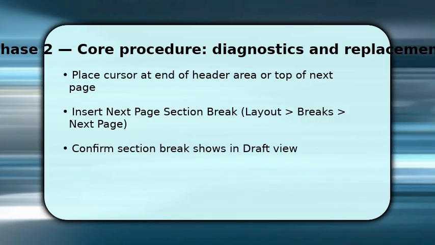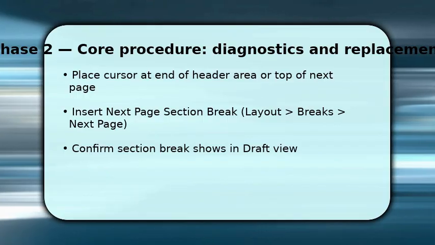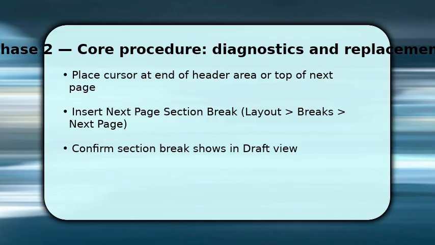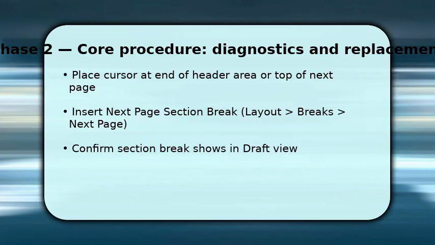Once inserted, switch to draft view and verify the section break marker appears. That confirms the division. Make sure you don't use a page break. That won't separate headers and footers. If the header persists, unlinking is the next precise step to make them independent.